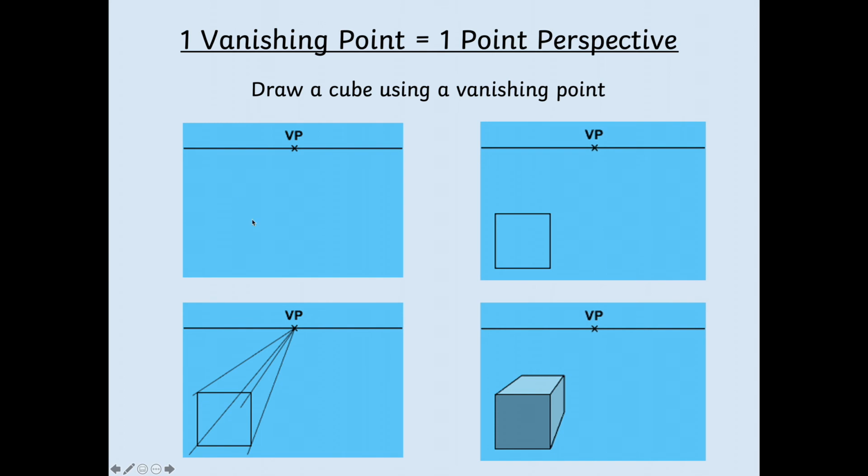You can use a vanishing point to achieve a cube. So the vanishing point you mark on a line, you draw a cube, you then draw lines going towards the vanishing point with a ruler, and then you can connect across the lines to achieve a 3D cube that is going in the distance towards the vanishing point. And this is going to be really useful.